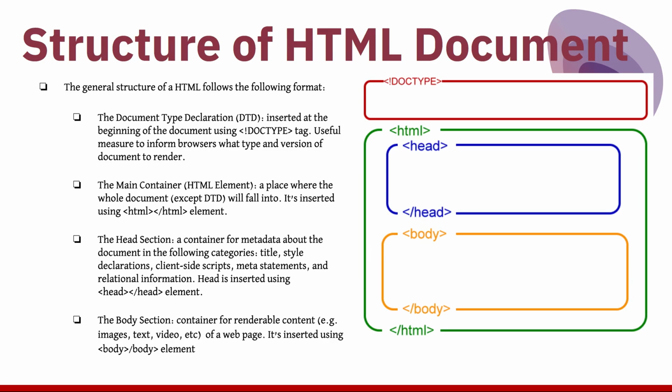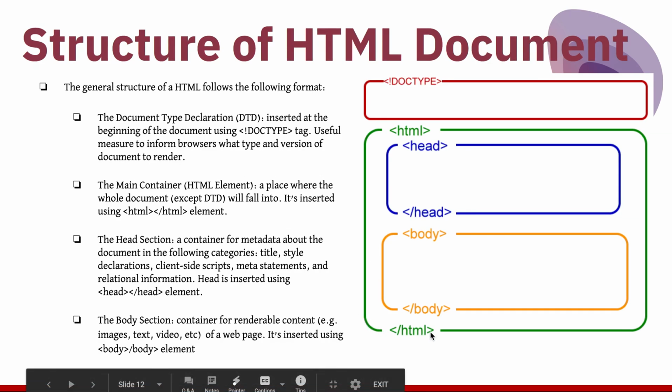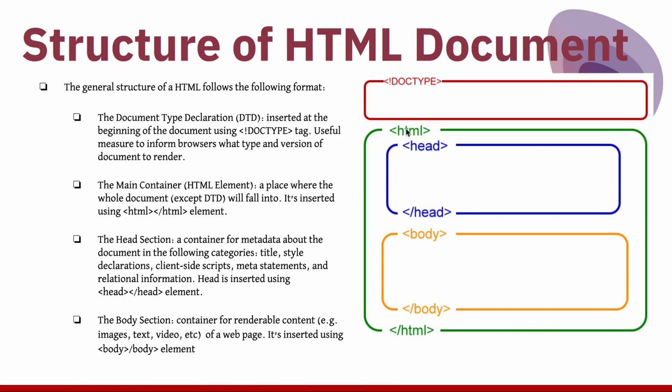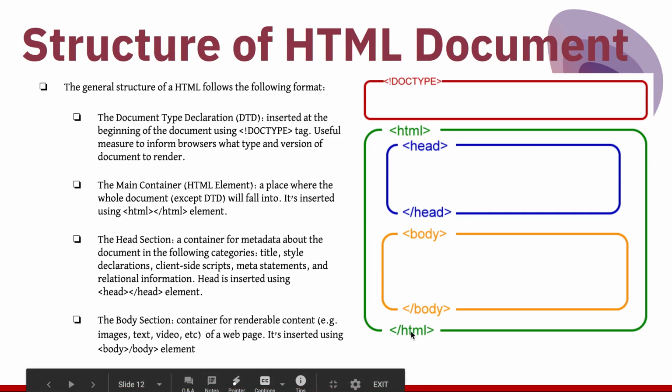All right, the next part is the main container, or the HTML element. This is the place where the whole document, except the document type declaration, will fall into. It's inserted using this. Now, if you look at the green square or rectangle, this is that. So you have the HTML here, and then you have another HTML. In our next lecture, we will look at what these things mean. But for now, you can just look at them as a form of notation.